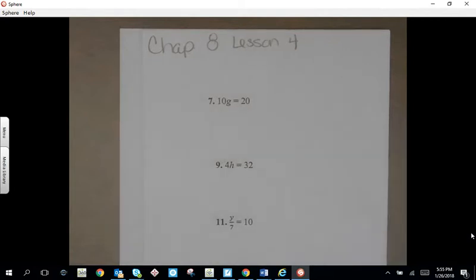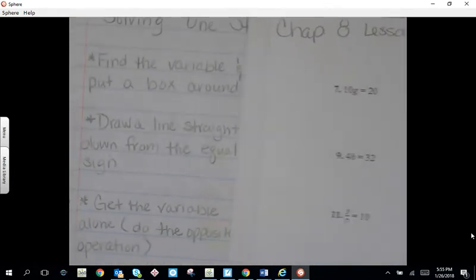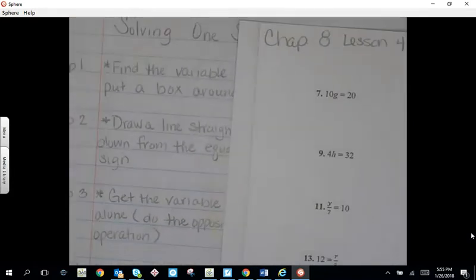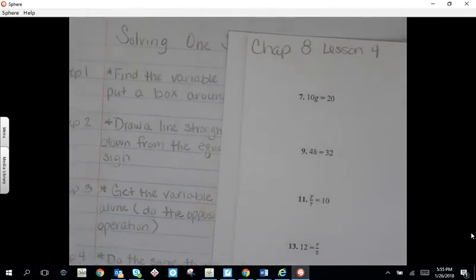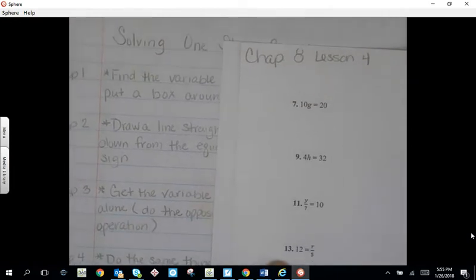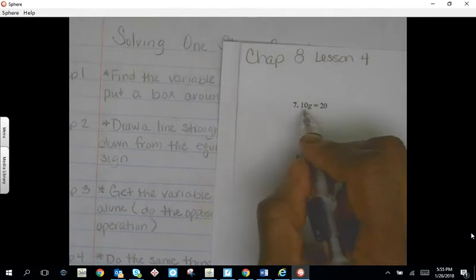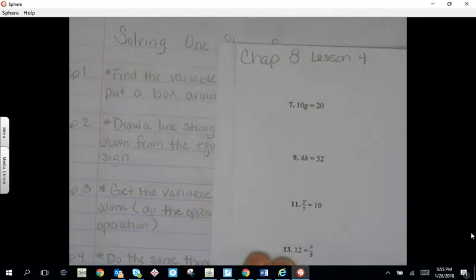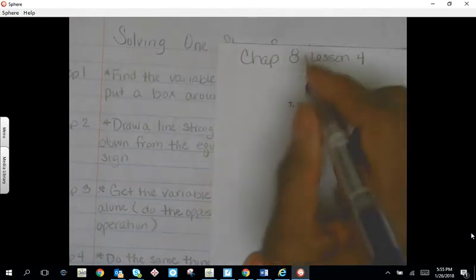So if we go through this, I'll put your steps out going down this first time. I think that'll make you feel better. Okay, so our very first step is to find a variable and put a box around it. In this case, we have 10g equals 20. So I'm going to put the box around my g.